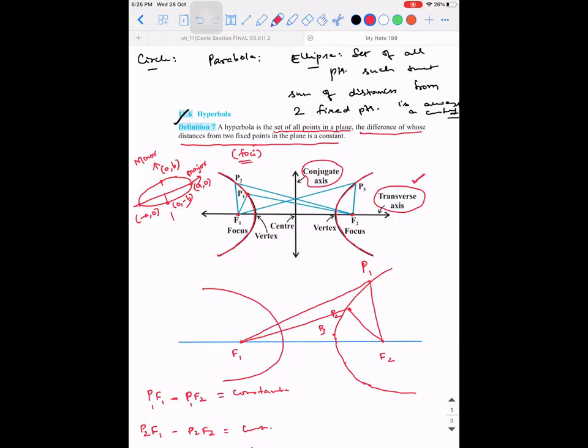And the axis which is perpendicular, listen, the axis which is perpendicular to the transverse axis and passing through the midpoint of the foci. Repeating it, the axis which is perpendicular to the transverse axis and passing through the midpoint of the foci is called the conjugate axis. Am I clear?